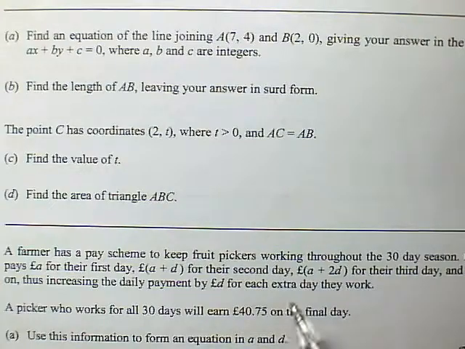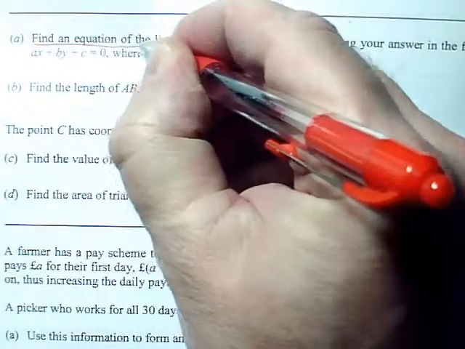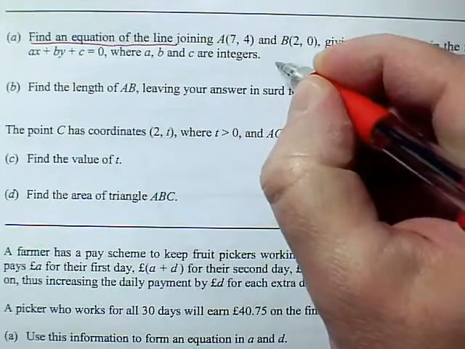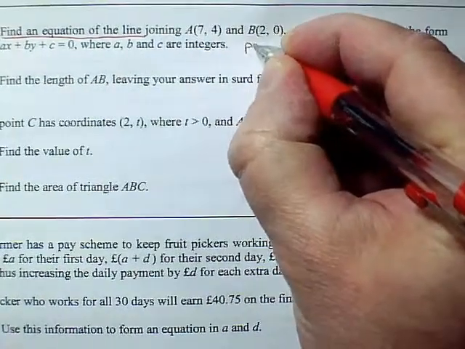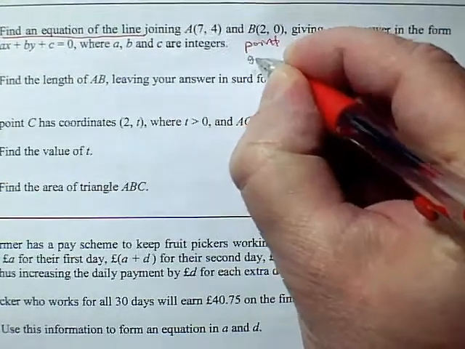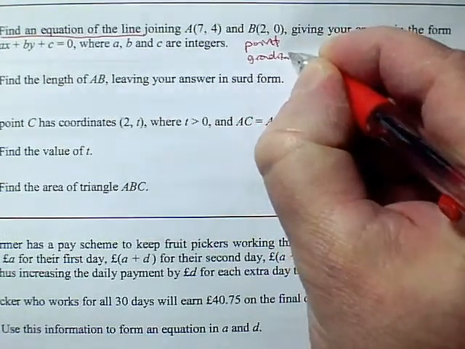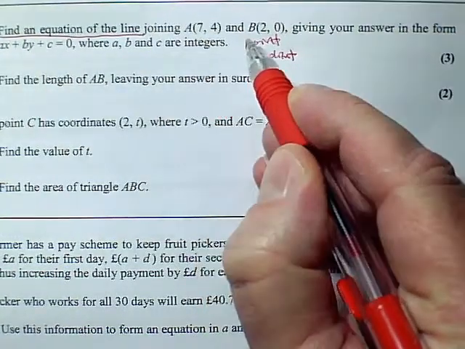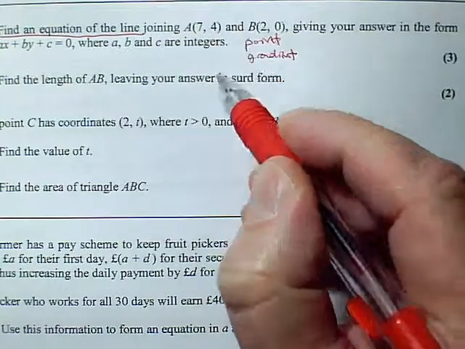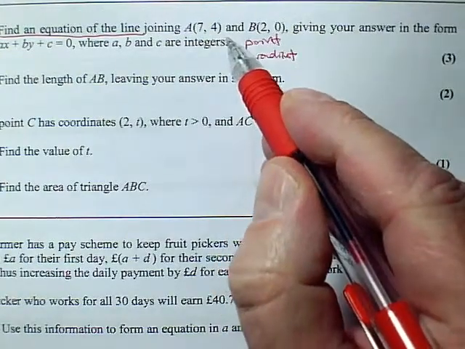Okay, in this first part A, we need to find an equation of a line. So we know that the template we need is the one where we have a point and a gradient. Okay, where's the point coming from? Well, I've got 2 points on the line. So either of them will do as my point. How do I get the gradient?